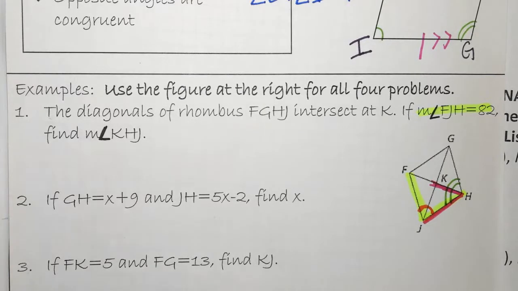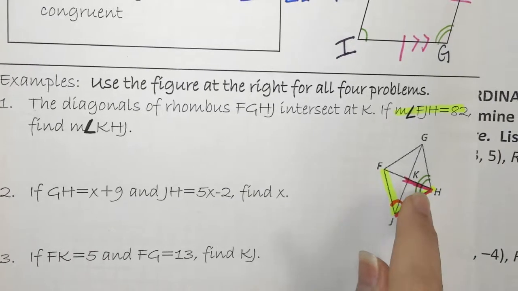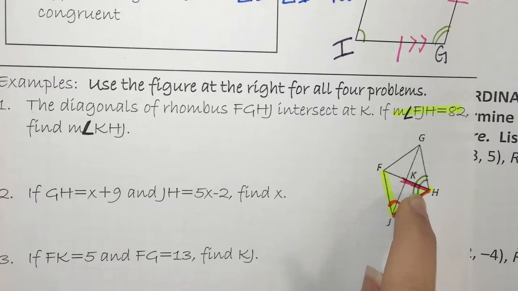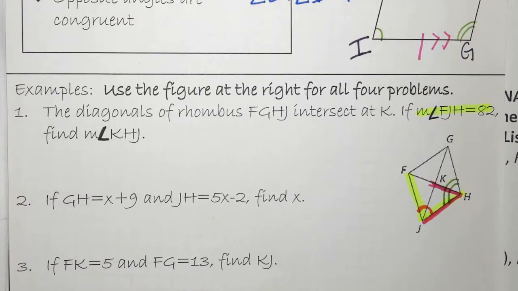Now, if we use consecutive angles, that's going to give us this entire angle right here. But what do we know about the diagonals of a rhombus? It cuts the angles in half. So, what would we have to do to get this angle? Divided by 2.